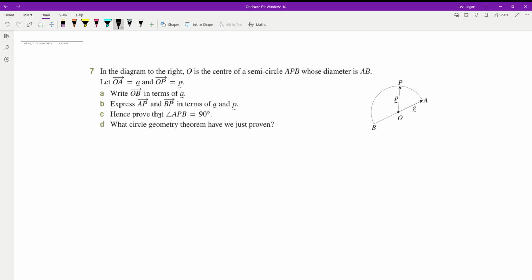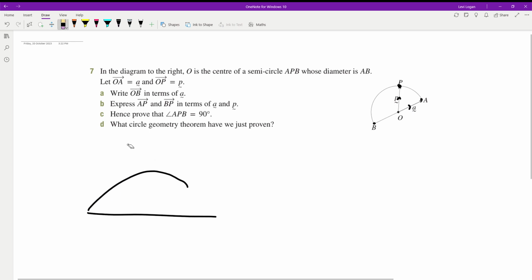So in the diagram to the right, O is the center of a semicircle where A, P, and B, whose diameter is AB. So pretty much we've just got these points here that are on the circumference of the semicircle, whose diameter AB, so that's that diameter there. Let O to A be the vector A, and let O to P be the vector P. That's labeled in the diagram there. The only thing they forgot to do was put in directions, because that'll be pretty important. So what we have is pretty much this setup here.